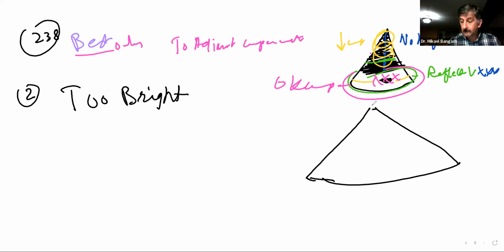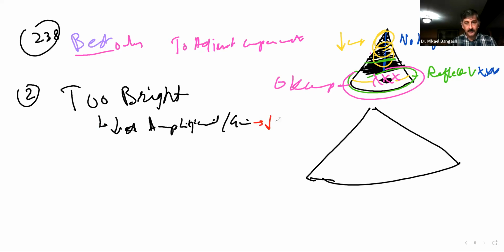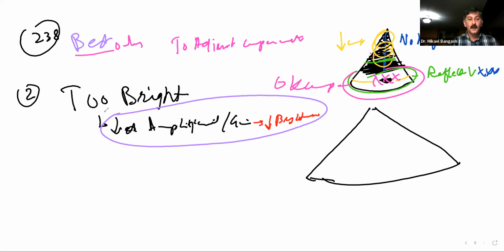Now, option A: decrease the amplification, or what we also call gain. We already know, ladies, that this one here is going to reduce the brightness. So let's keep this one in our mind, because it is a correct answer.